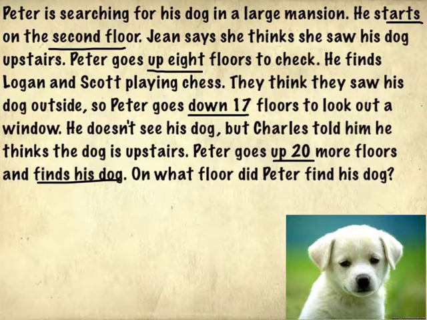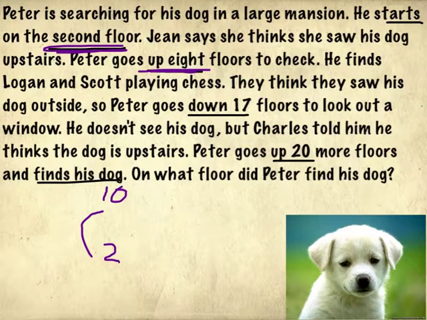So let's do that. We started on the second floor, and then we went up 8. So if we started on 2 and we went up 8, that will put us on 10. Next, they went down 17. So if we're on 10 and we go down 17, 10 minus 17 will give me -7. So now we are on -7.